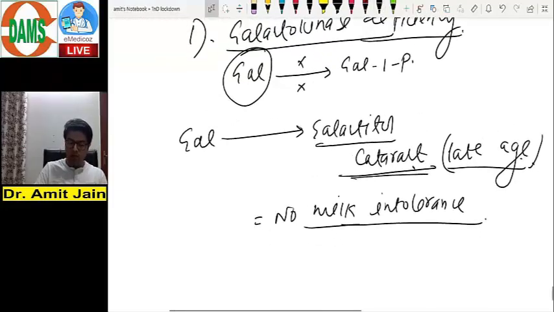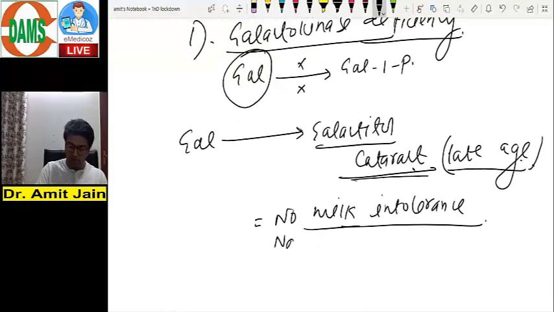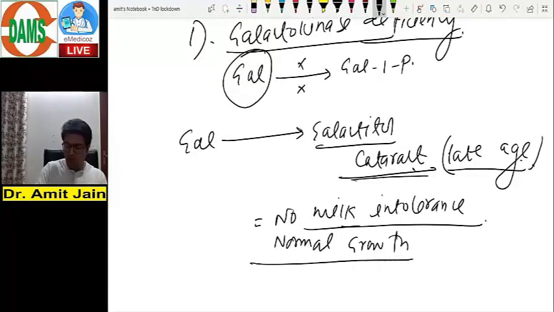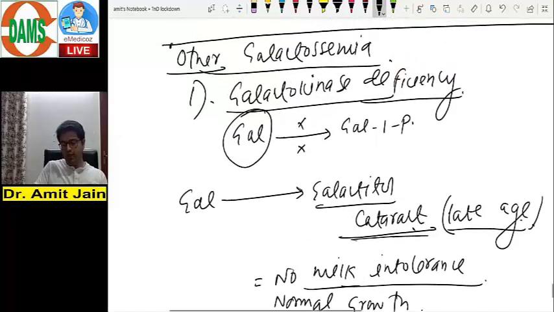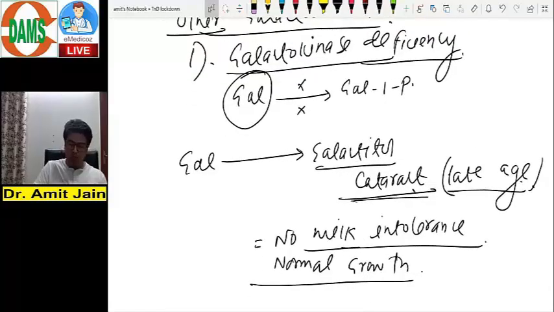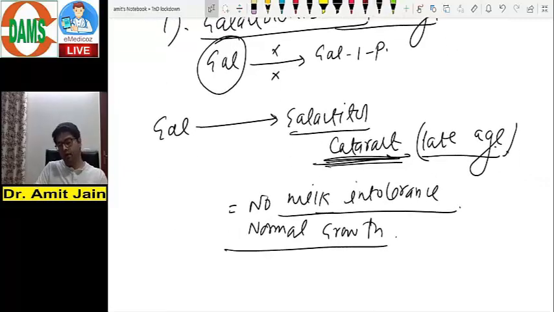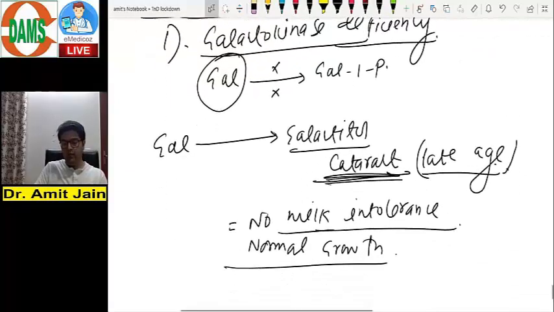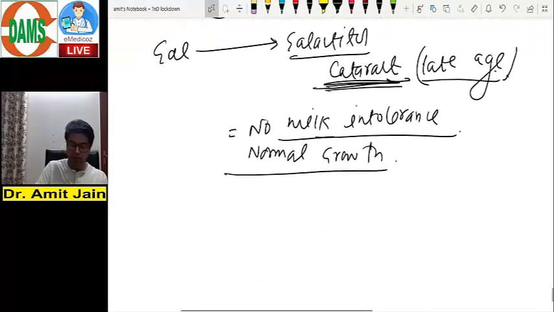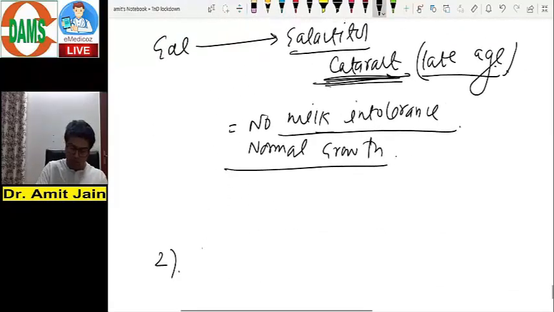So normal growth curve. You will get the normal growth of the child. Guys, this is a disorder which is rarely identified except if the patient gets the cataract. Otherwise, it may even go missed in the initial part of life. Number 2, epimerase deficiency.